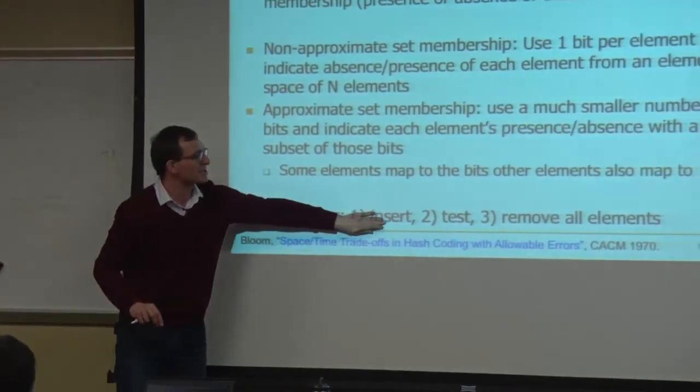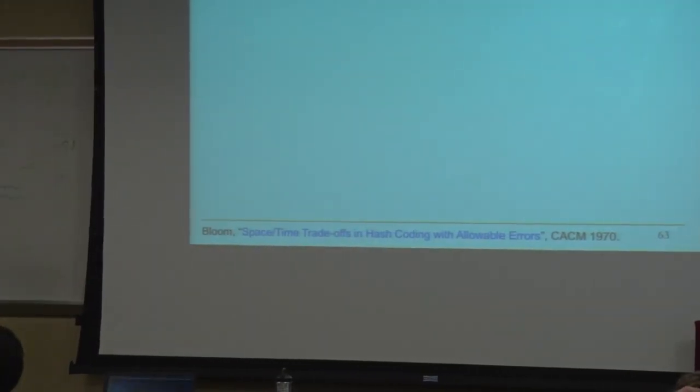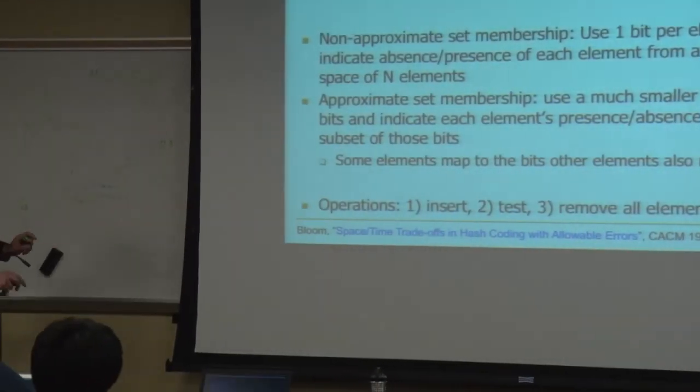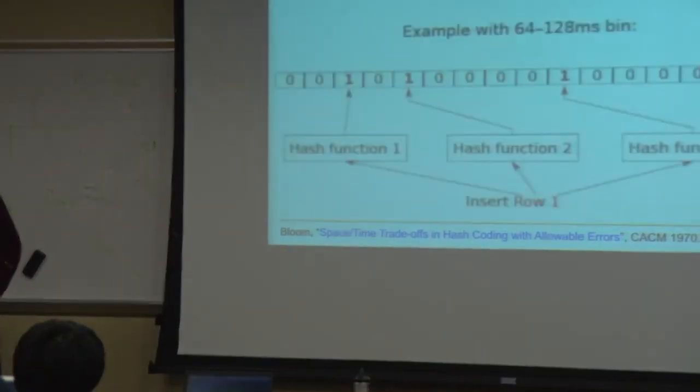And there are 3 operations in the Bloom filter: insert, test, and remove all elements. You cannot remove an element exactly because of this, right? Some elements map to the bits, other elements also map to. So let's take a look at this operation example.